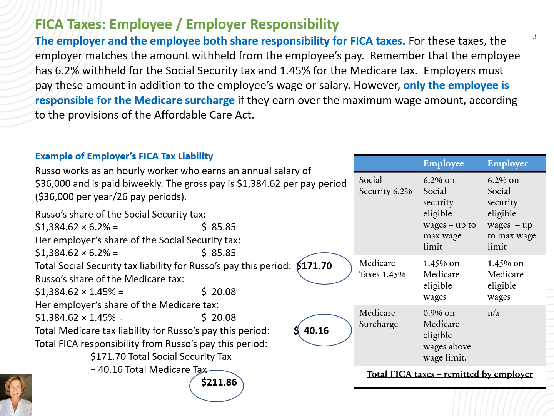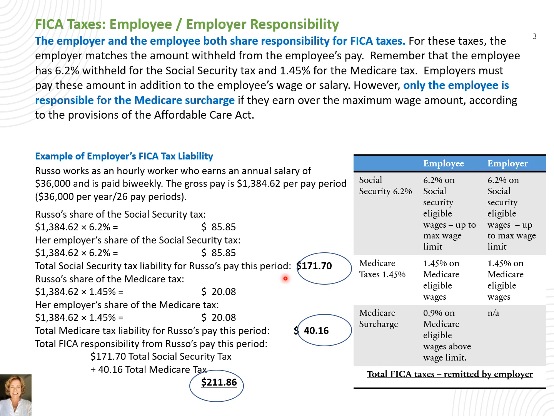Russo's share of the Social Security tax is $1,384.62 times 6.2%, or $85.85. Her employer's share of the Social Security is the same, $85.85, for a total Social Security tax liability of $171.70.